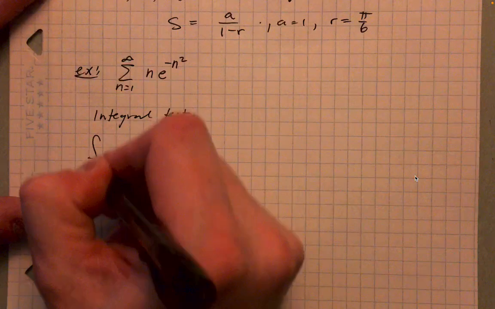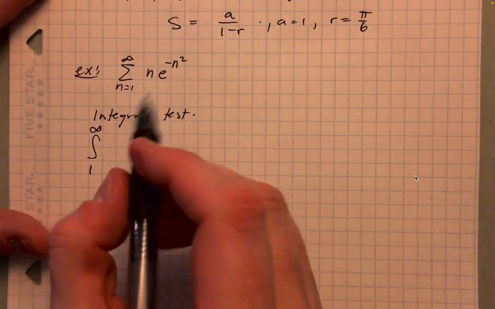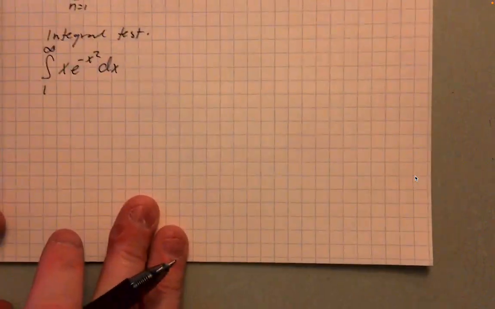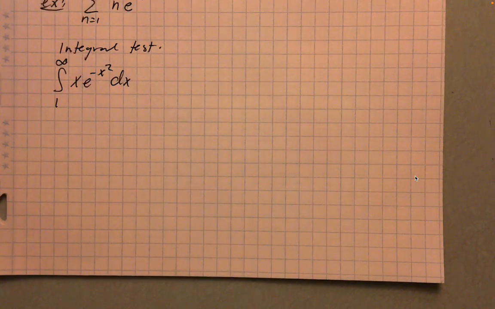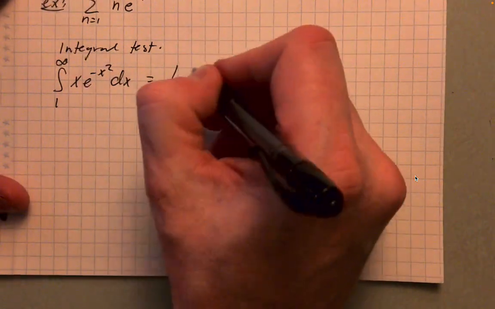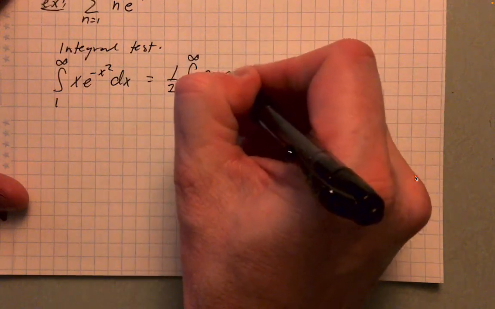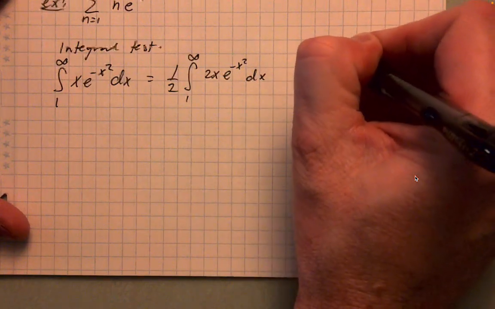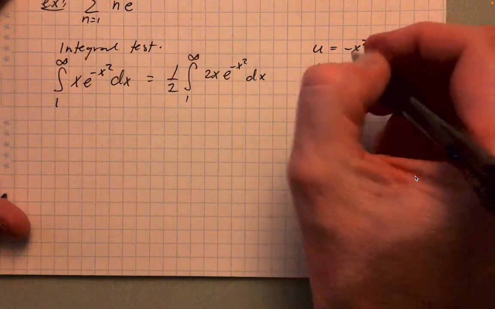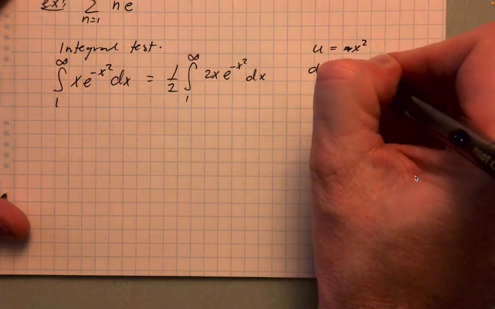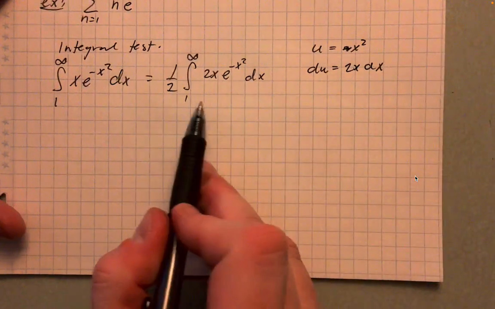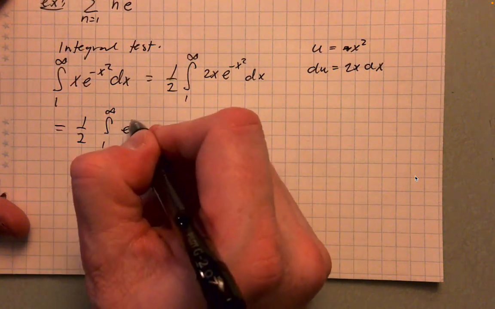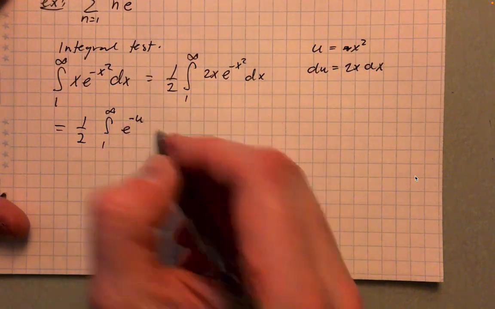So let's do that. The integral from 1 to infinity of x e to the negative x squared dx. We could integrate this. We're going to need a 2 in there, so we write this as the integral from 1 to infinity of 2x e to the negative x squared dx. Then, just off to the side, you'd let u equal x squared, so du is 2x dx. And so this would be 1/2 times the integral from 1 to infinity of e to the negative u du.